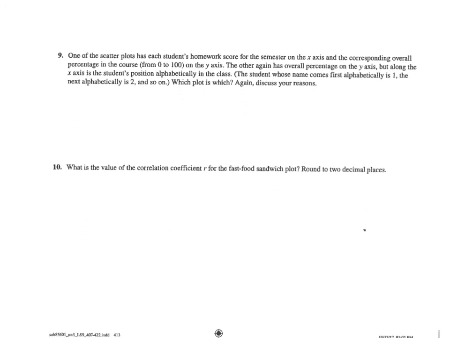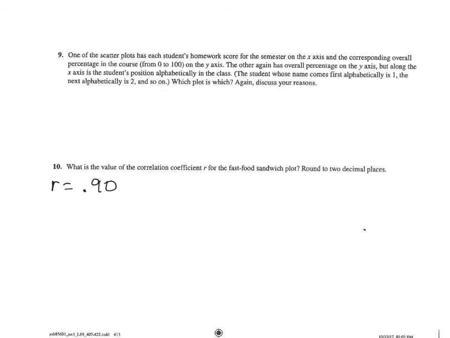And then 10, it says, what is the value of the correlation coefficient R for the fast food sandwich plot? They're asking us to round to 2 decimal places. Generally, they round this to 4. Don't really know what the magical reason is.